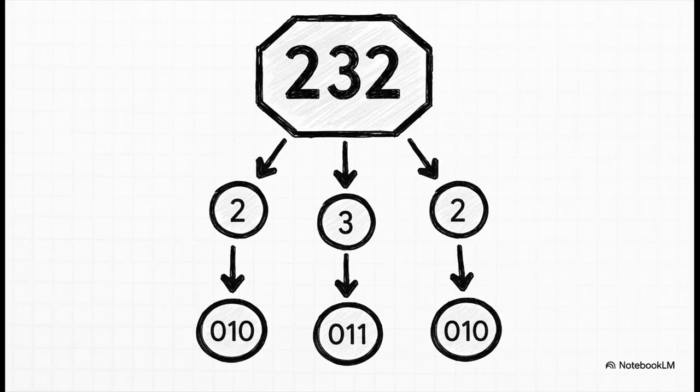All right, let's actually see this in action. Say we have the number 232 in base 8. The computer looks at each digit one by one and converts it into a little 3-bit binary group. So that first 2 becomes 010. The 3 becomes 011. And the last 2 becomes 010 again.